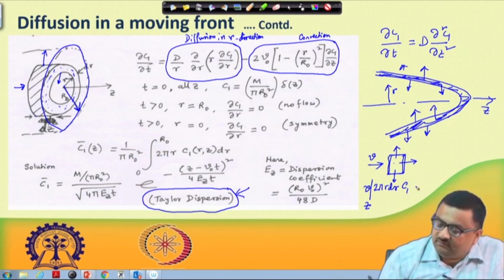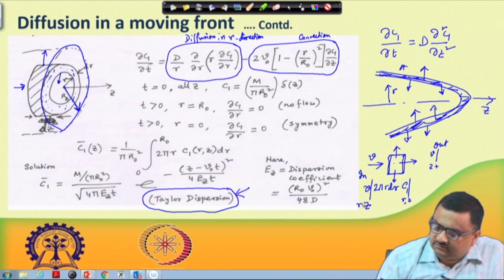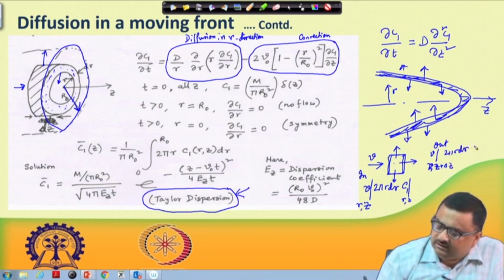And what is coming out from this? This is in. And what is out? Out would be V at z plus. This C1, we are looking at C1 as a function of R and Z. So, similarly here also V as a function of R and Z. Here also V as a function of R and Z plus delta Z, that is going out. Similarly, you have 2 pi r dr C1 at Z, R and Z plus delta Z.